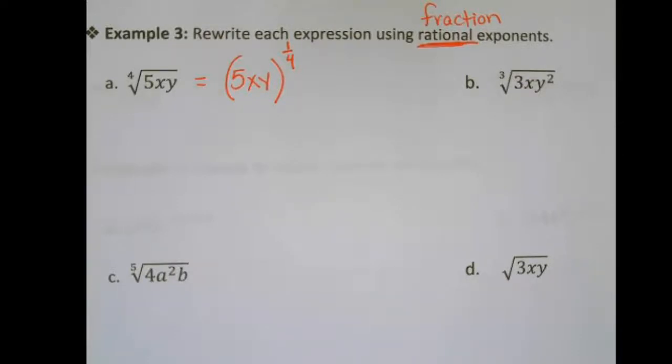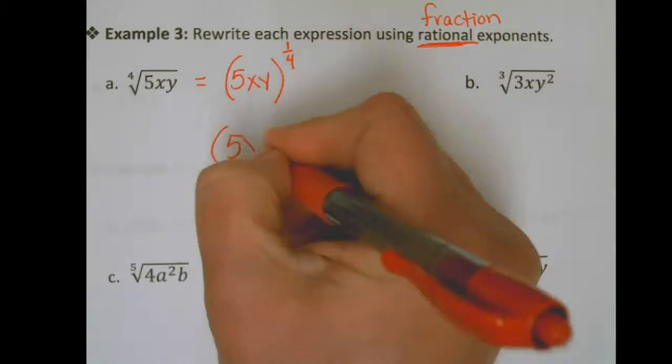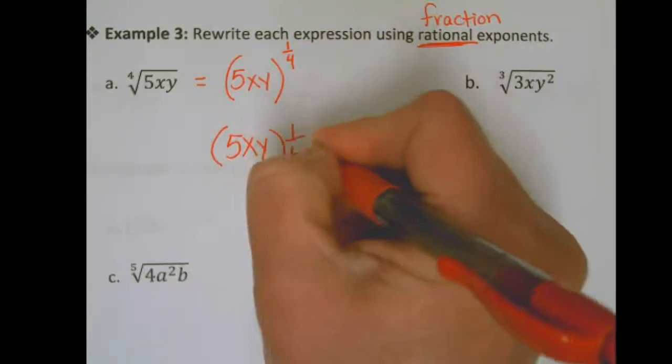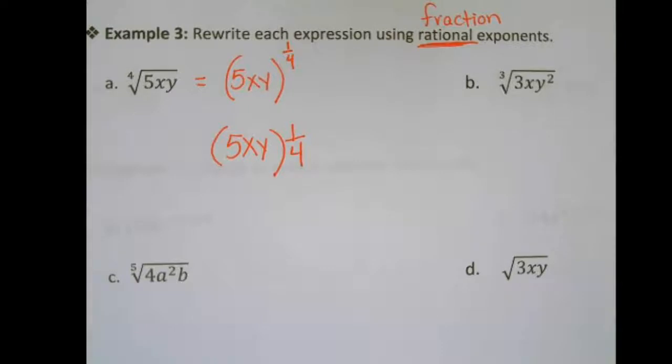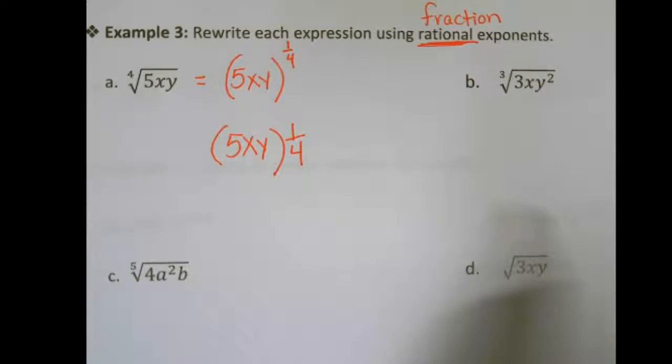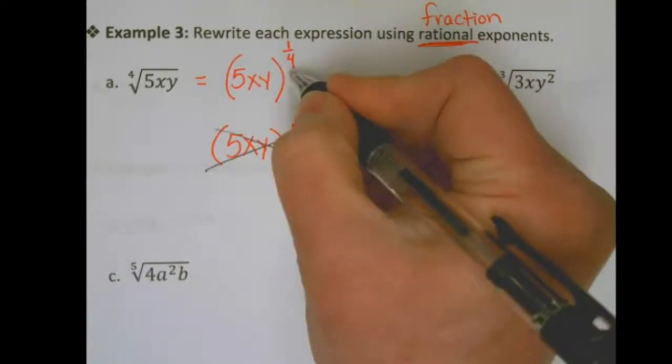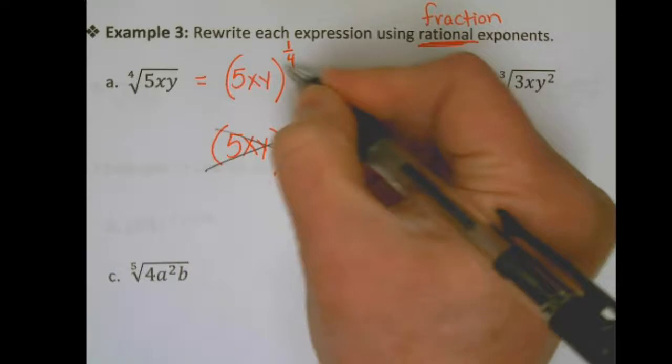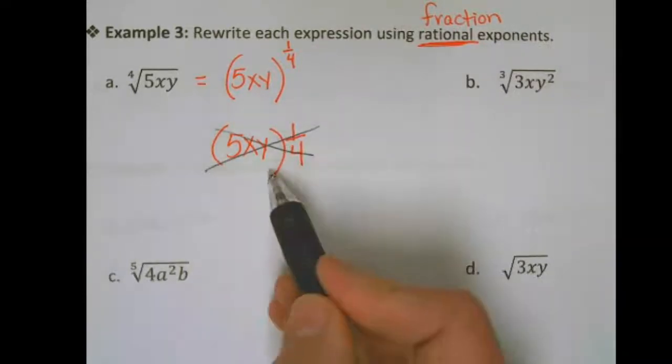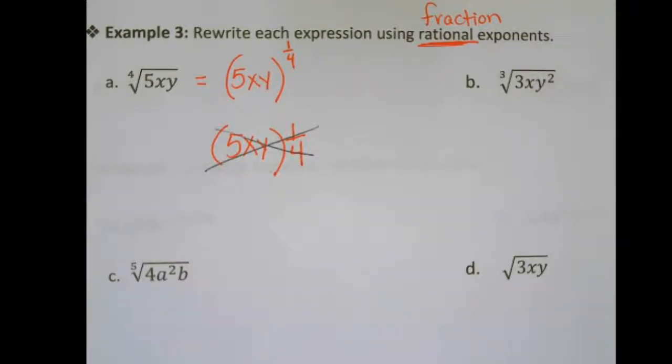I just want to mention this would be incorrect. What's wrong with it? On the second one, does the 1/4 look like a power? Why not? The powers need to be up higher, and if on a test you wrote it like this, it would be counted wrong. The exponents have to look like exponents. So be careful with that.